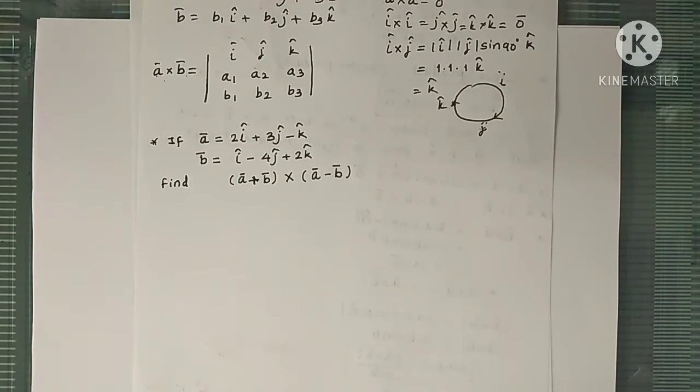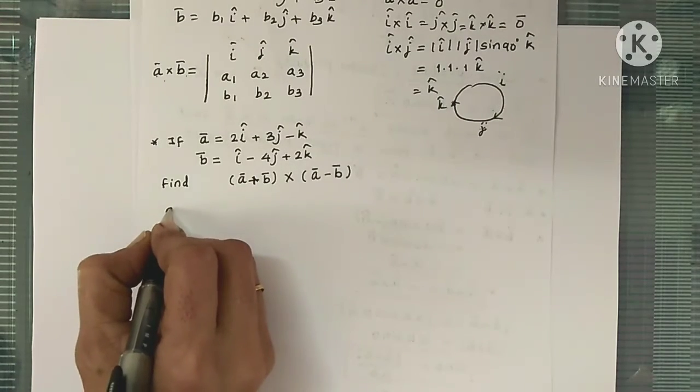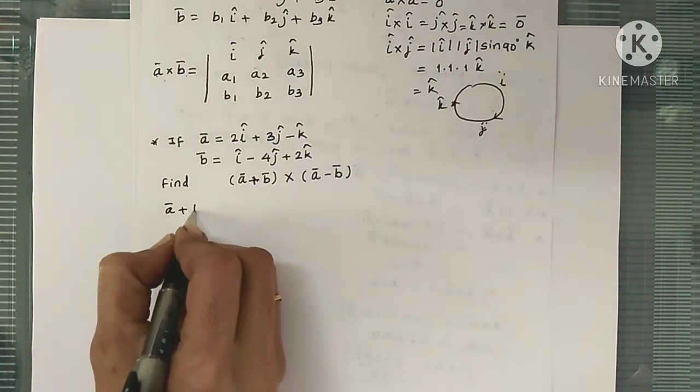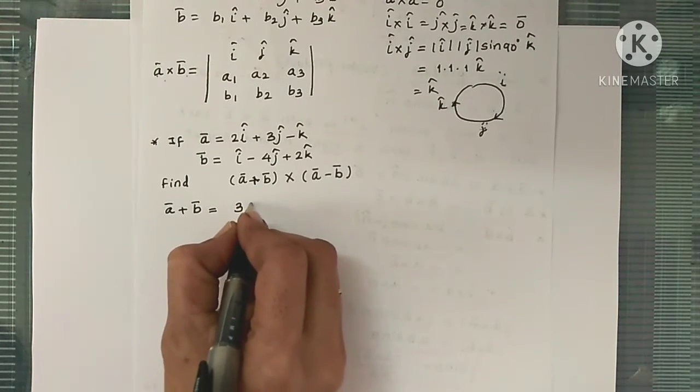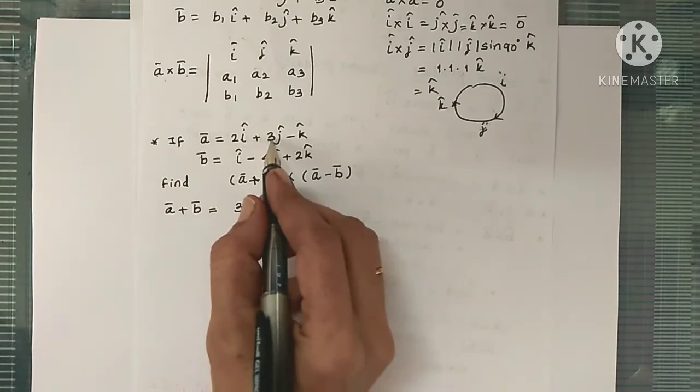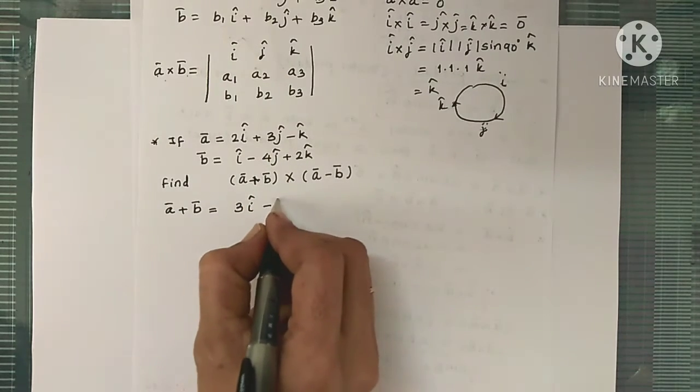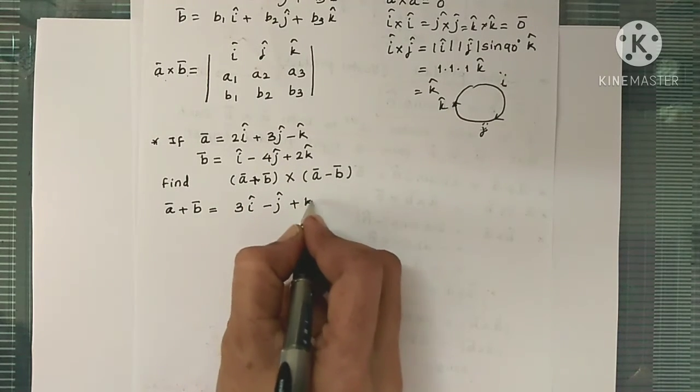Let's solve this question. If a bar is 2i cap plus 3j cap minus k cap, b bar is i cap minus 4j cap plus 2k cap, then find (a bar plus b bar) cross (a bar minus b bar). So a bar plus b bar: we have to add these two vectors. So it is 3i cap, minus j cap, plus k cap.